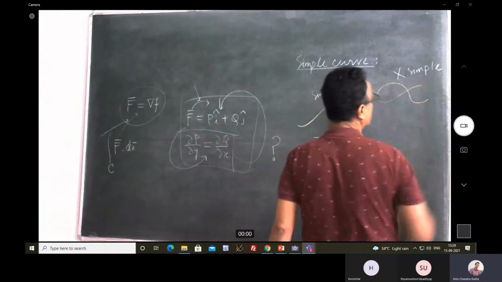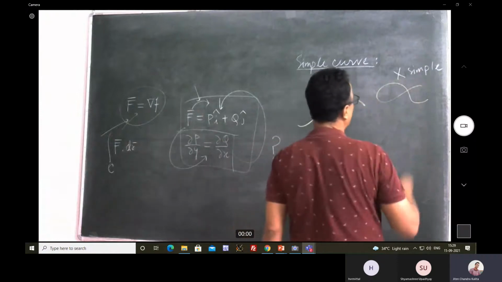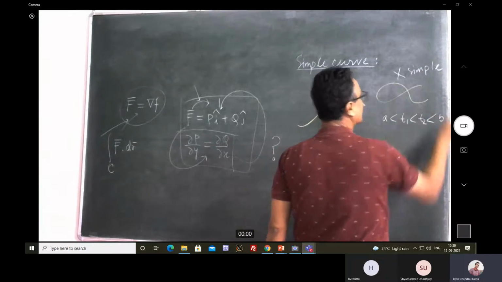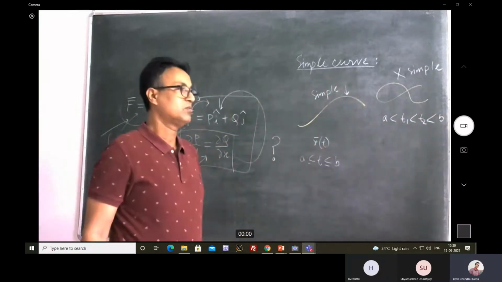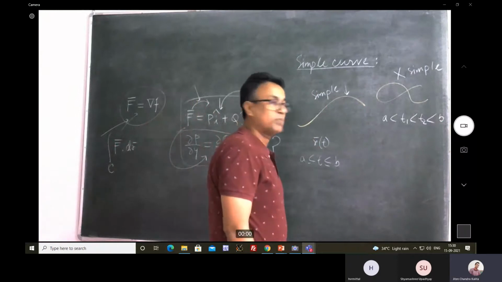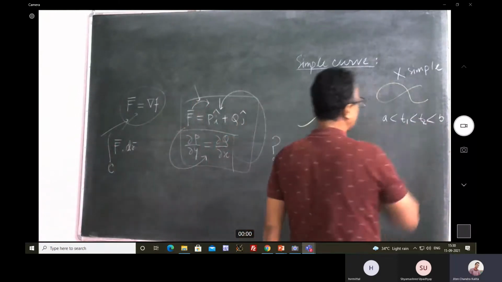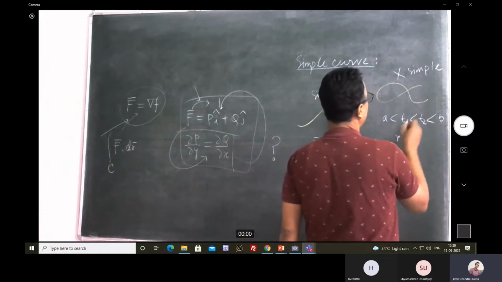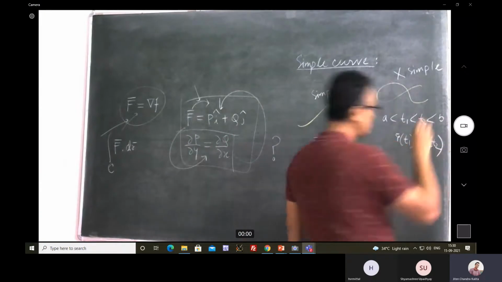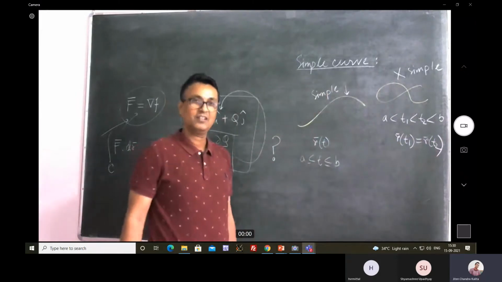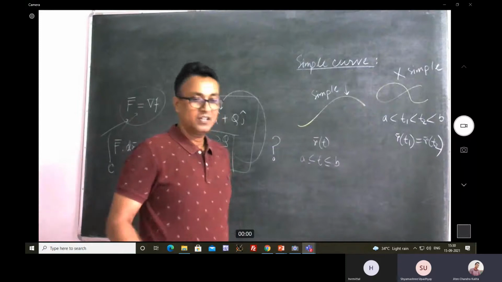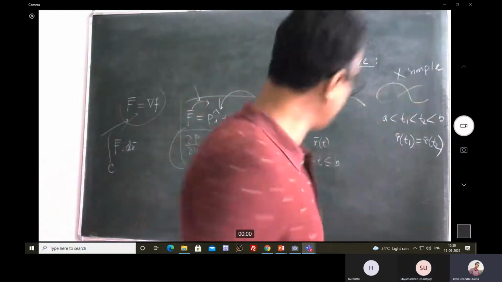So if a curve is not simple, then what is going to happen? There exist t1, t2 lying in the open interval (a, b) such that r(t1) equals r(t2). Is it okay? Fine? Right? So this is about a simple curve.